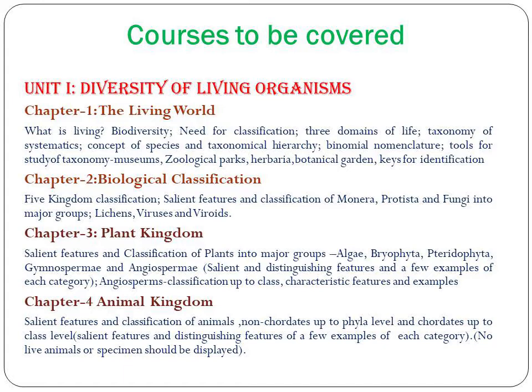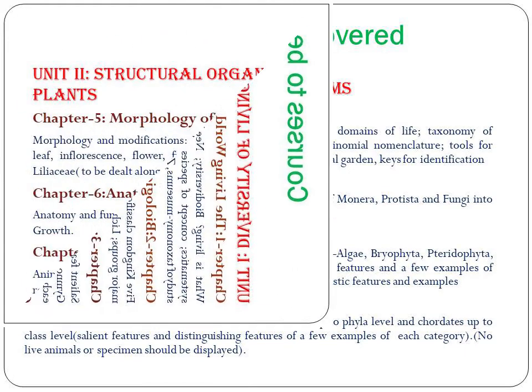Under chapter 4, animal kingdom, we'll learn about the salient features and classification of animals: non-chordates up to phyla level and chordates up to class level, with salient and distinguishing features and a few examples of each category. And when practicals are done, no live animals or specimens should be displayed.